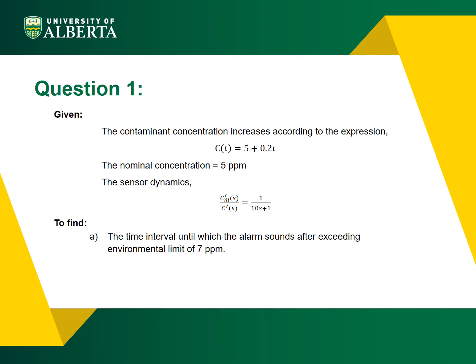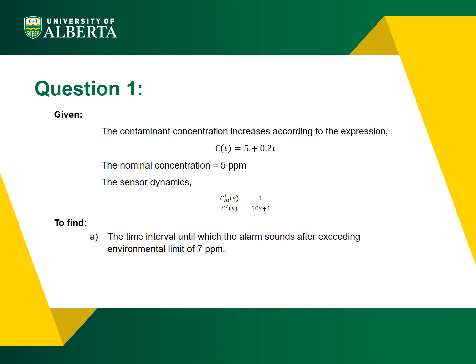So I've summarized the information given in the question. The contaminant concentration increases according to the expression 5 plus 0.2 T, and the nominal concentration C bar is 5 ppm. The sensor dynamics in deviation variable form is C dash m by C dash is equal to 1 by 10 s plus 1. We need to find the time interval until which the alarm sounds after exceeding the environmental limit of 7 ppm.